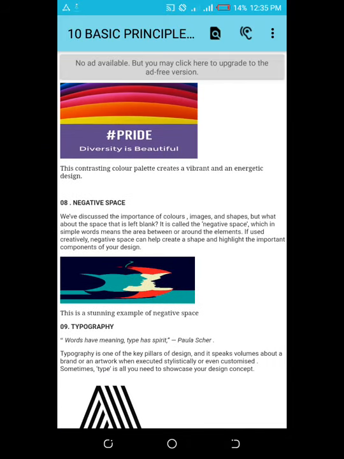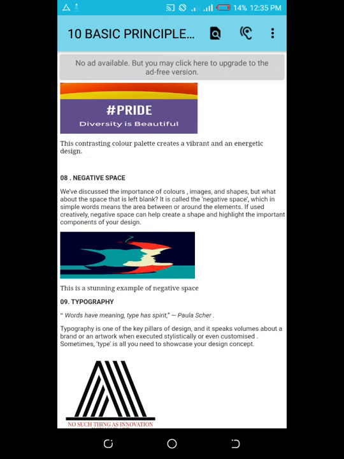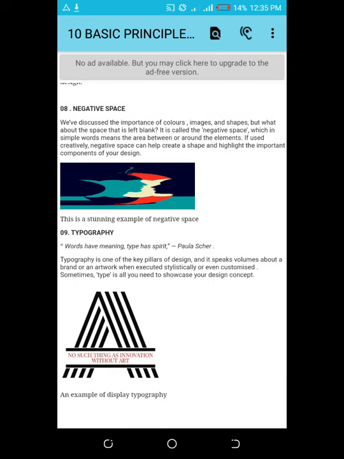The eighth principle is negative space. Now, here is an example of negative space. We should discuss the importance of color and image, but what about a space that is left blank? It is called negative space. When certain spaces are left untouched in a design, it can harm the graphic work. Well, in the process, as we continue, we will get to know more.